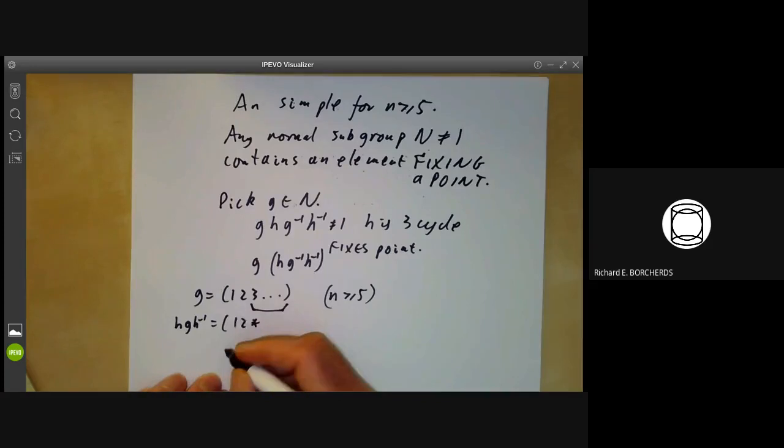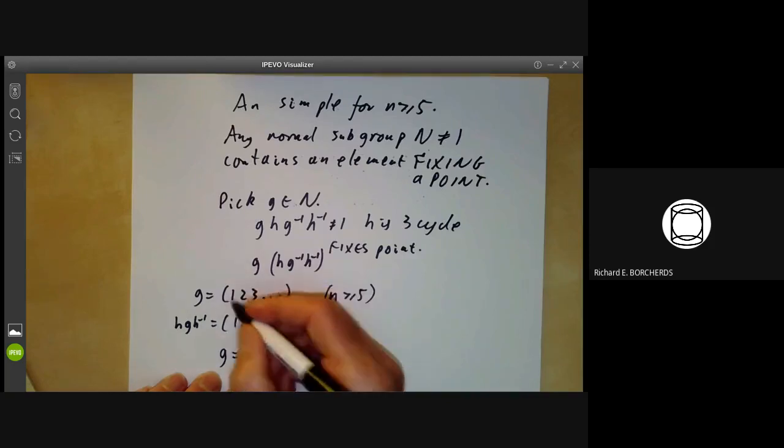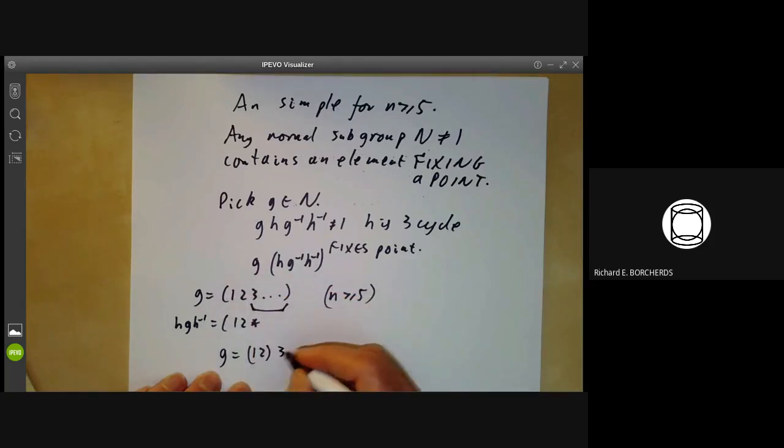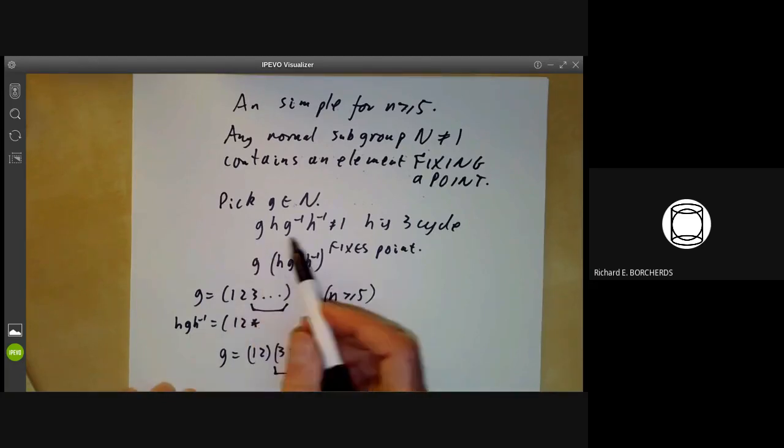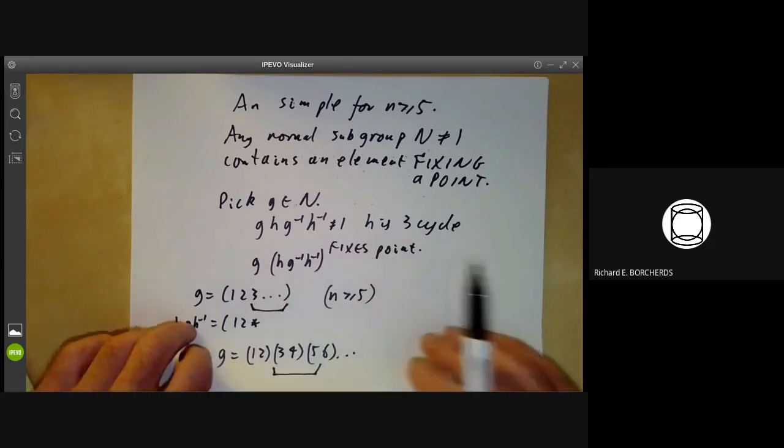On the other hand, if G doesn't contain a cycle of length at least 3, then G might be (1, 2), and then if it fixes an element, we're done. If it has another cycle of length bigger than 2, we're done, so we may as well assume it looks like this. And then it's quite easy to find a 3-cycle H with that property. For example, we might take the 3-cycle to mess up these 3 elements somehow. And again, we find an element in this normal subgroup that fixes a point.